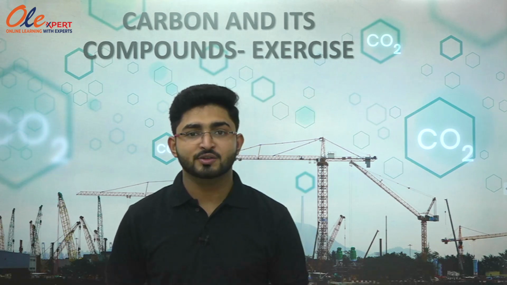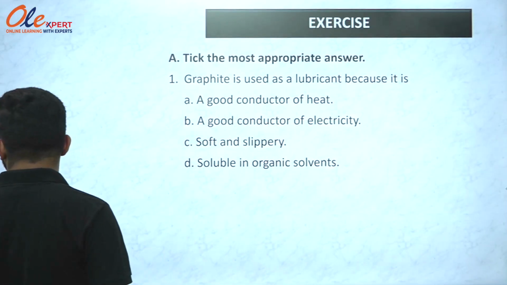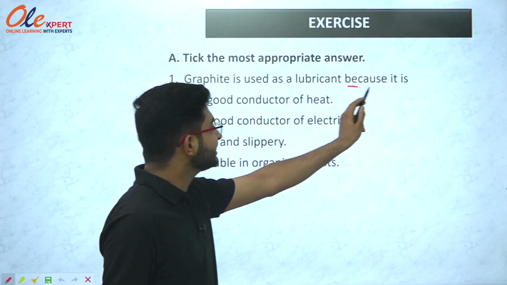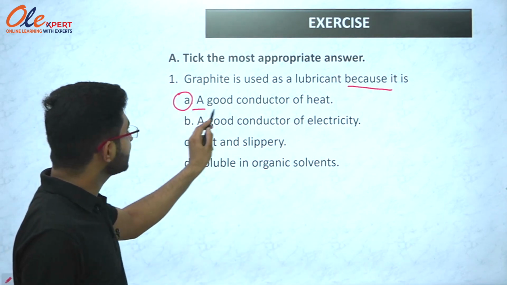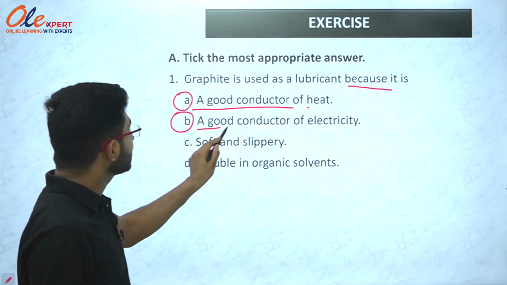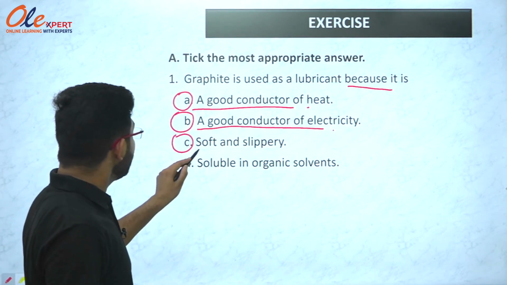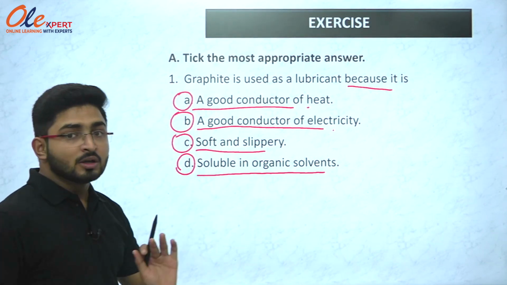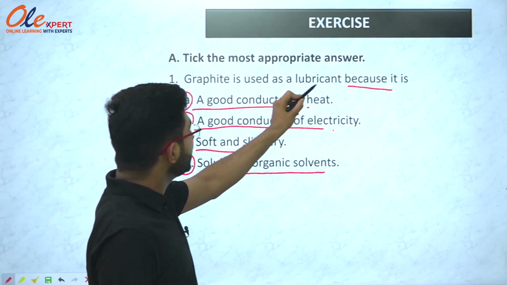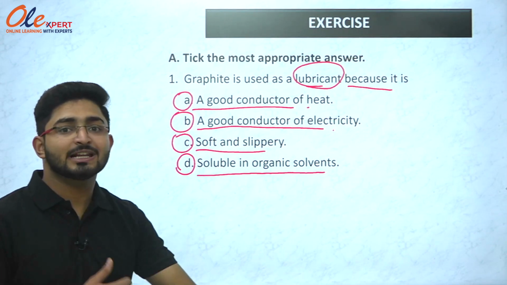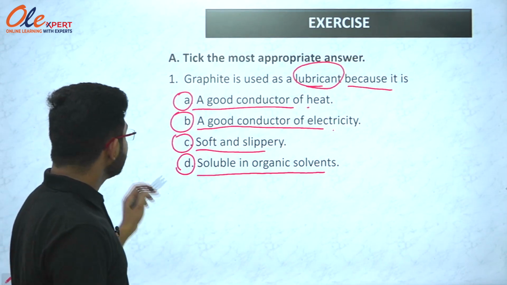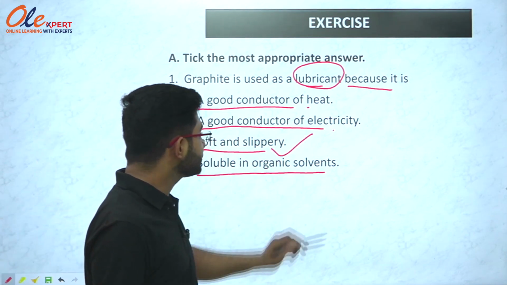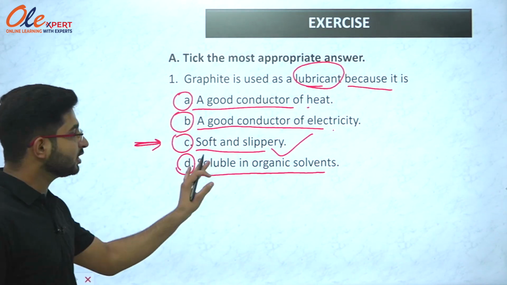So the first question on your screen is, take the most appropriate answer. Here the first question says that graphite is used as a lubricant because it is option A, a good conductor of heat, option B, a good conductor of electricity, option C, soft and slippery, option D, soluble in organic solvents. Now if any substance has to be a good lubricant, it must have some slippery properties. So you can see that option C has such a property. So soft and slippery will be the right answer, option C.